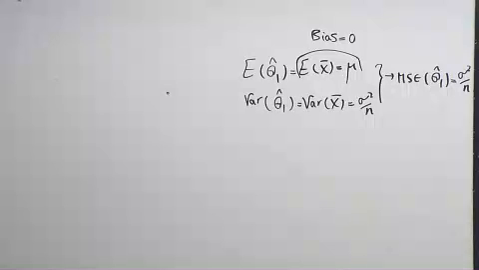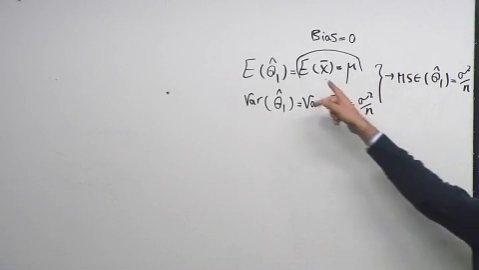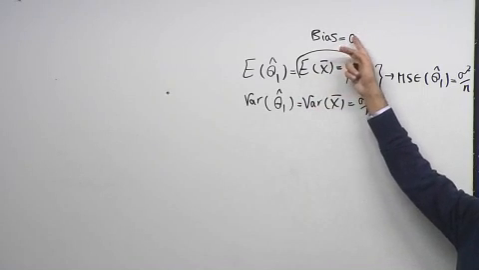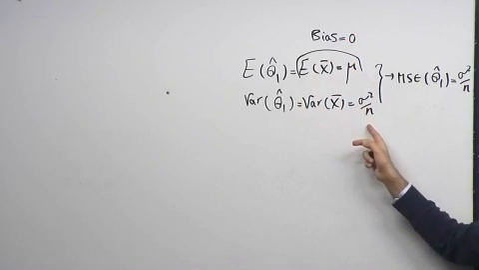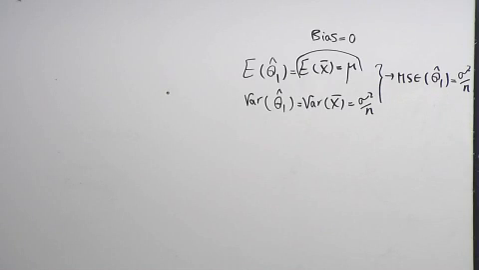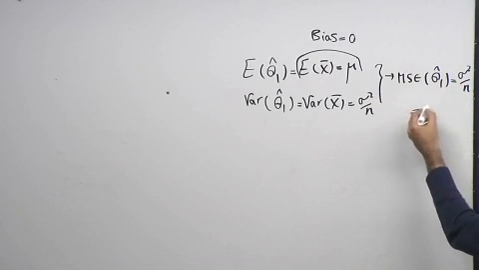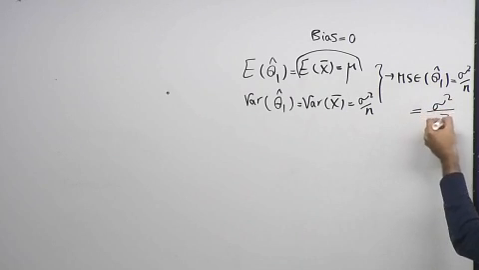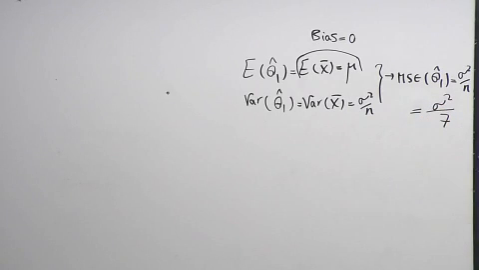So for the first one, it's an unbiased estimator because it's x bar. So the bias is equal to 0. The variance of x bar is sigma squared divided by n. So your MSE, which is bias squared plus the variance, is only the variance in this case, which is sigma squared divided by n, or here we say sigma squared divided by 7, because the sample size is 7. Any questions? You good here?